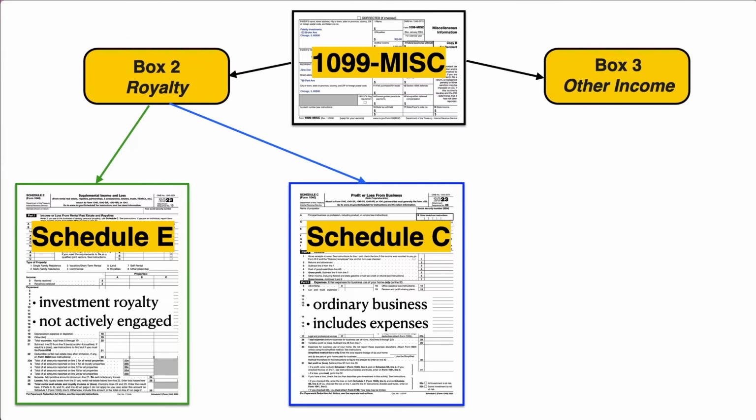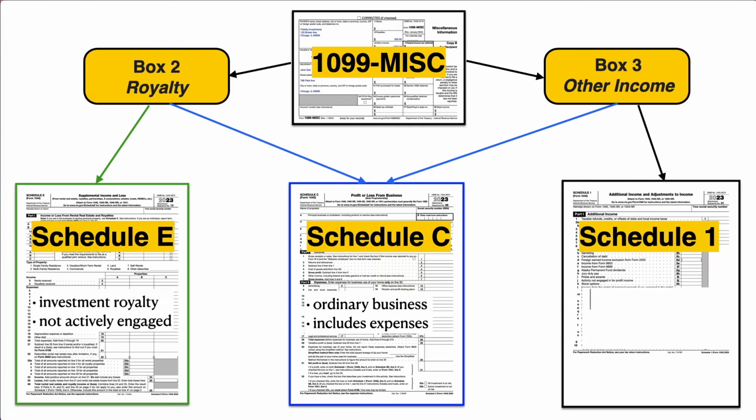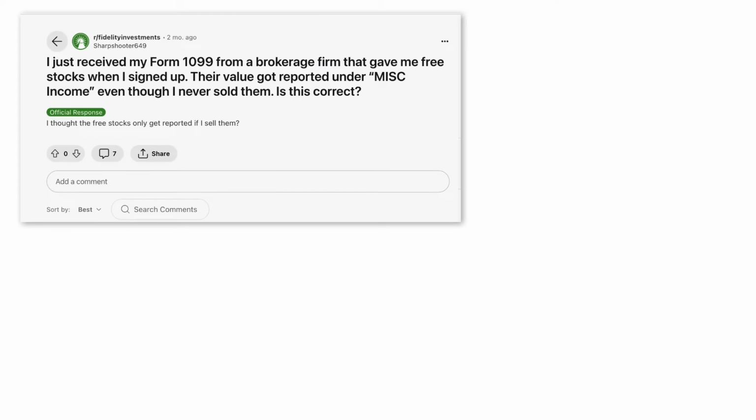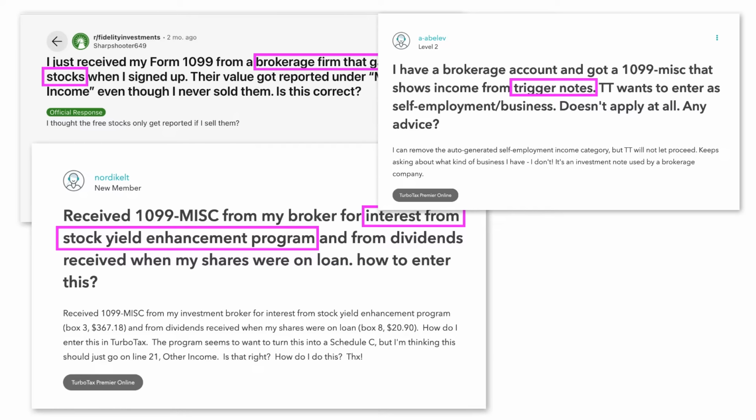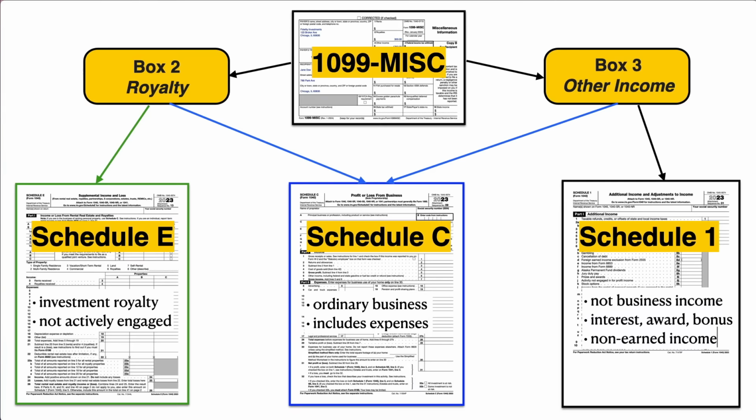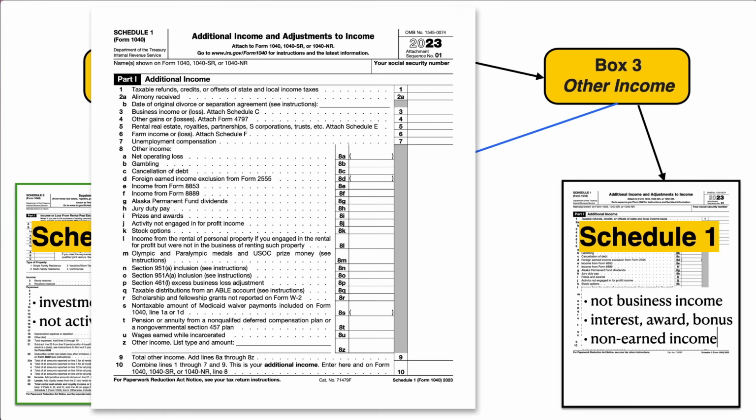Similarly, if you have other income in box 3 that relates to ordinary business operations, that would require adding a Schedule C and probably including some business expenses. However, there may be cases such as receiving other income that doesn't relate to business activity, but rather maybe an investment, an interest, award, or bonus for opening an account. In these cases, you would not generate Schedule C, but rather put it under Other Income on Schedule 1.